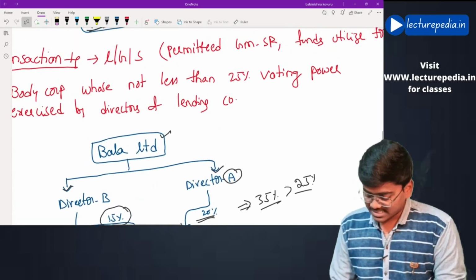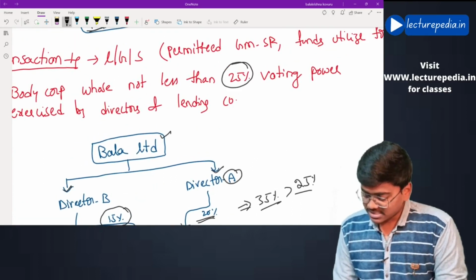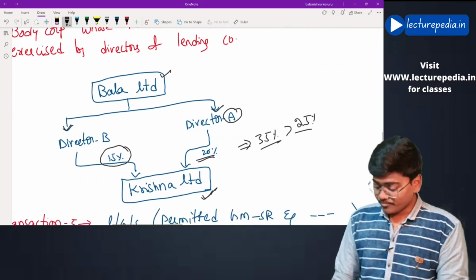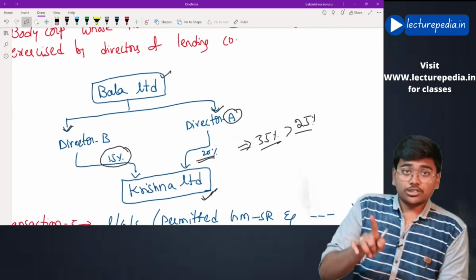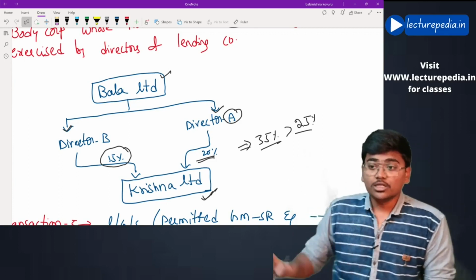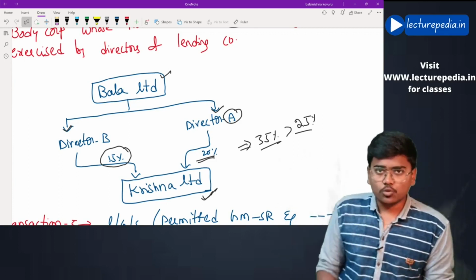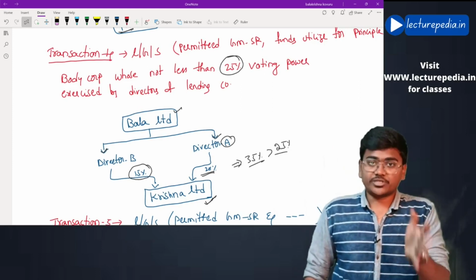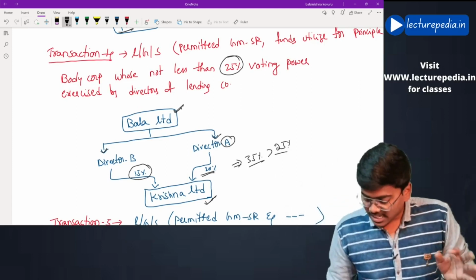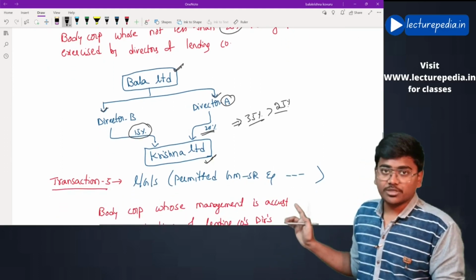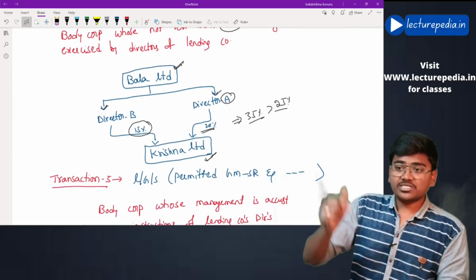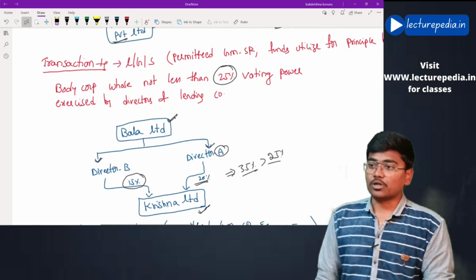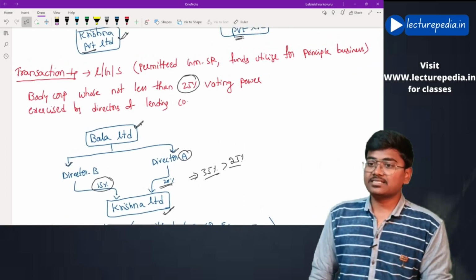Okay, in the transaction we have seen not less than 25%. Now this Bala Limited wants to give loan guarantee security to Krishna Limited, whether it can give or not. The answer is it can give subject to general meeting's special resolution in Bala Limited and funds must be utilized by Krishna Limited only for its principal business activities. That is transaction number 4. We can take a screenshot.